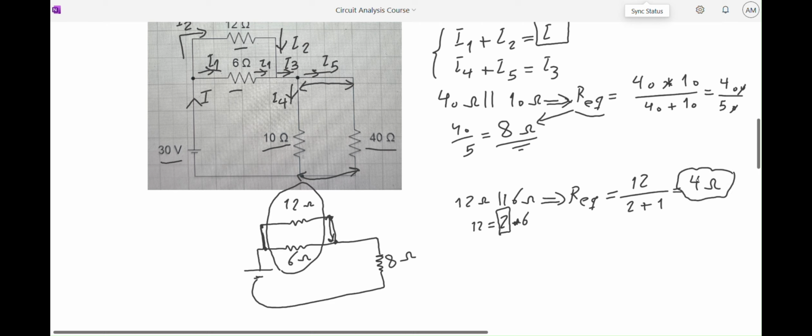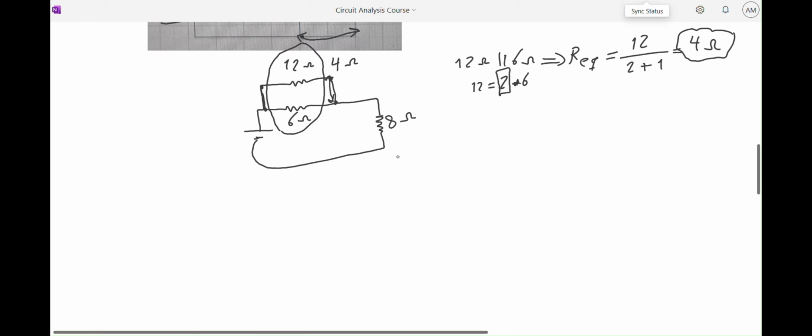So remember, when we want to calculate two parallel resistors, if one of them is n times bigger than the other one, the equivalent would be the bigger one divided by n plus 1. And n is the scale. So 12 is 2 times 6, so the equivalent would be 12 divided by 2 plus 1. So these two equivalent resistor is 4 ohms.